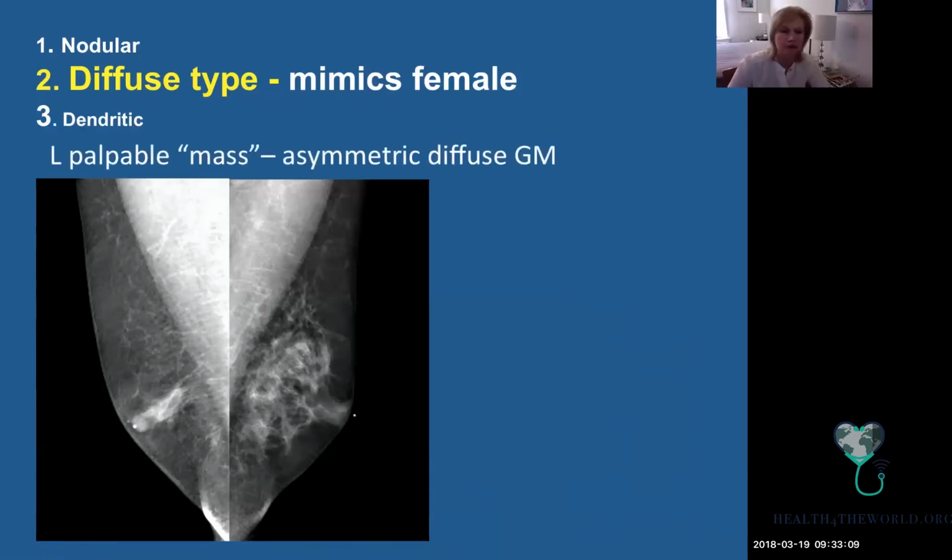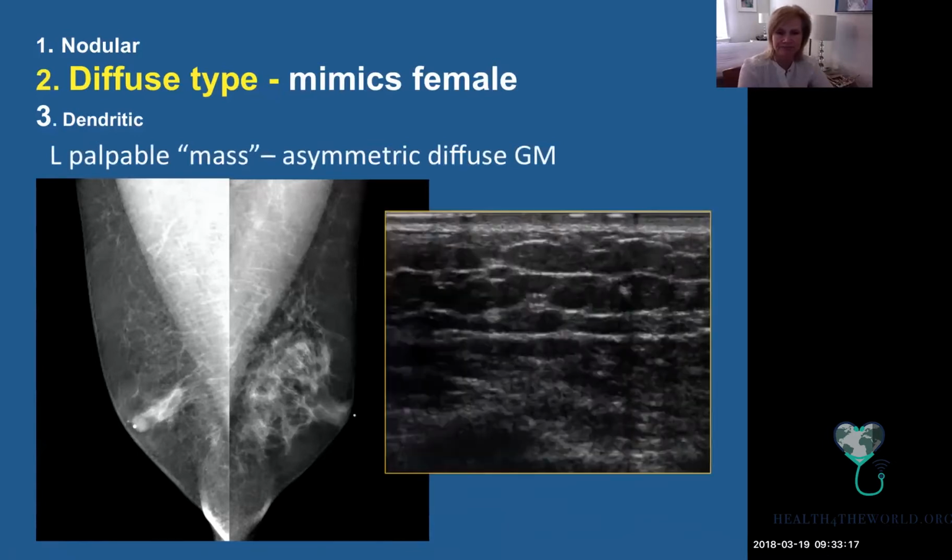He presented with a mass on the left, and you can see that what he's palpating there is the whole breast, which is just full of proliferating tissue. We can confirm this appearance with ultrasound. We'll talk more about ultrasound later. But when we do ultrasound in these, they just look like normal breast tissue like you would see in a female.